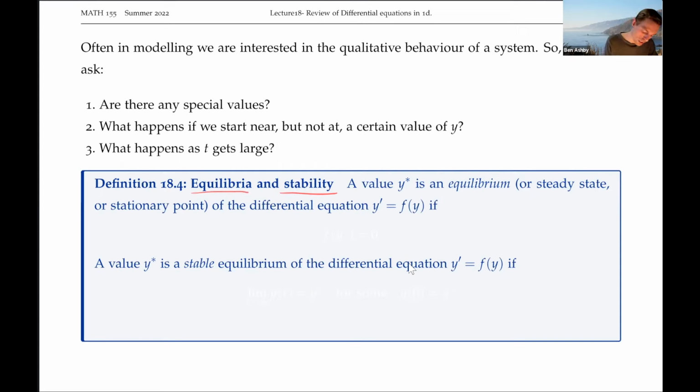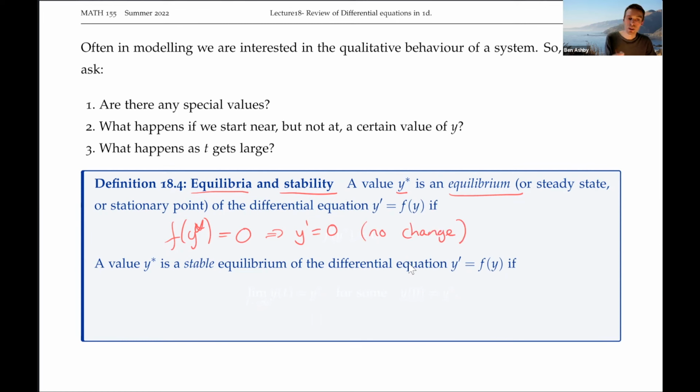We say that a value y star is an equilibrium, or otherwise referred to as a steady state or stationary point, of our differential equation y prime is equal to f(y), if f(y star) is equal to 0. In other words, this means that our y prime is equal to 0, so there's no change going on in this population. So an equilibrium essentially means if you are at that point, you stay at that point, but you might not necessarily be at that point, you might be close to that point.